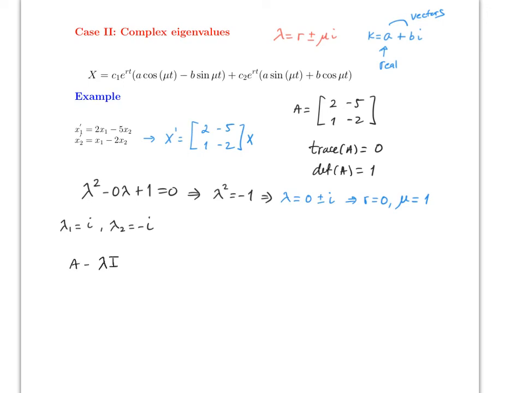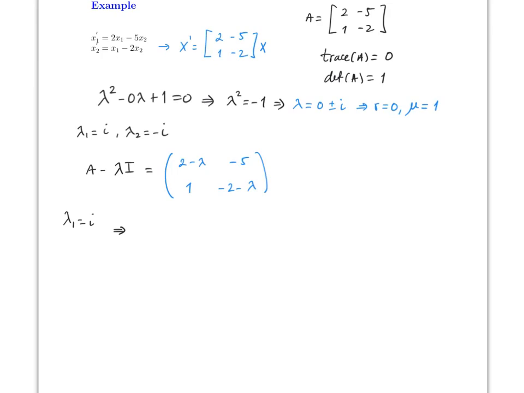Remember that before you find the eigenvectors, you need to go back to this A minus lambda I, which in our case will be [2 minus lambda, -5; 1, -2 minus lambda]. And if you plug in lambda equals i, we get the following. You end up with [2 minus i, -5; 1, -2 minus i], and remember you want to solve this equal to 0.